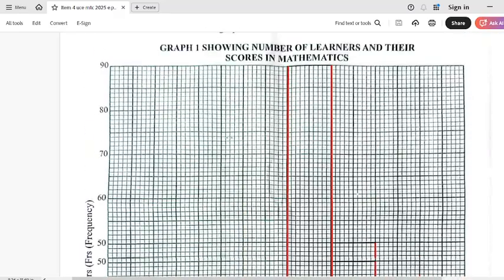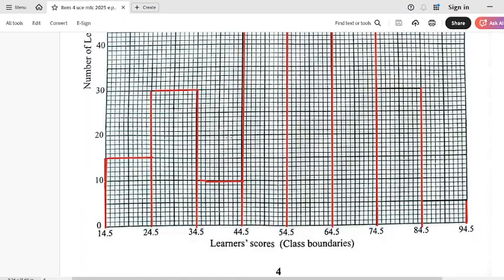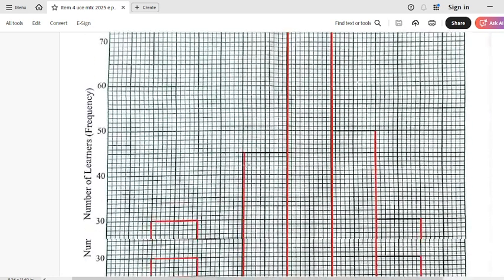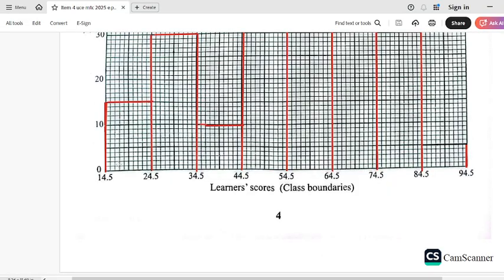I will try to put red marks because my graph was not so much visible. So I've tried to pass red marks through it so that you can clearly see it. Let us come to the first class. They have said that the first class is 15 to 24. What is their frequency?